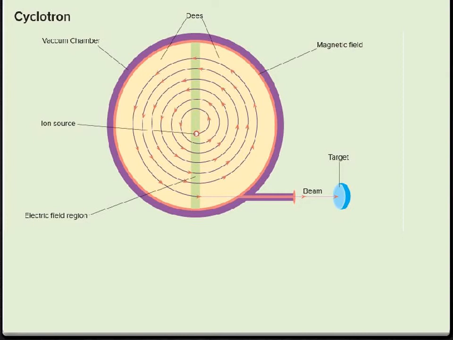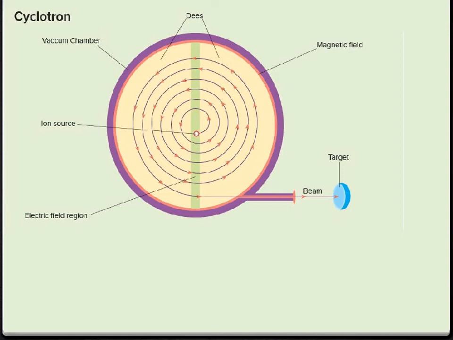Now, in the working, let us assume that an ion is ejected from the source. There is a source. The ejected ion is a positive charge. As soon as the ion is ejected, it is accelerated towards D1, which has a negative potential. Since the magnetic field is normal to the plane of the Ds, the ion moves in a circular path. After one semicircular path inside D1, the ion reaches the gap between the Ds.